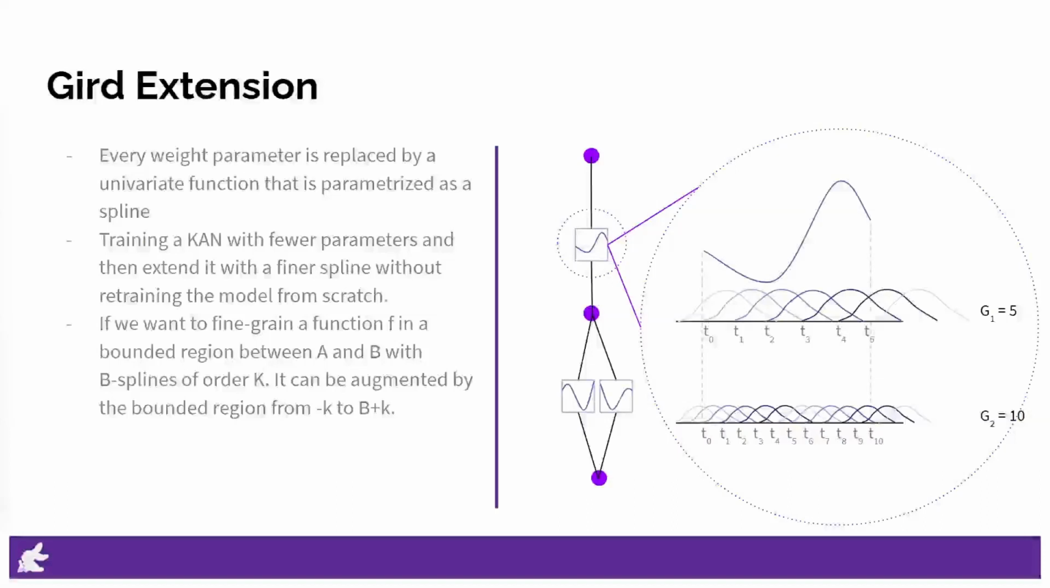In theory, splines can be tailored to closely match a target function by refining the grid to a very fine level. This allows for the creation of highly accurate approximations to the target function. By contrast, MLPs do not have this kind of fine graining. We can only stack more layers with more parameters in order to improve performance. On the other hand, we can start training a KAN with fewer parameters and then extend it with a finer spline without retraining the model from scratch.